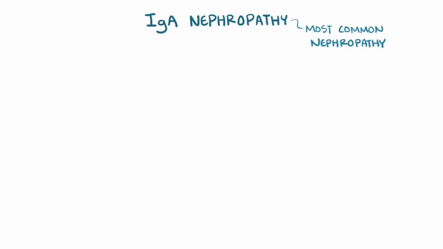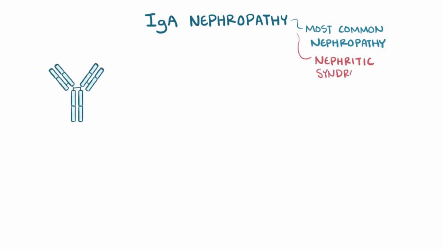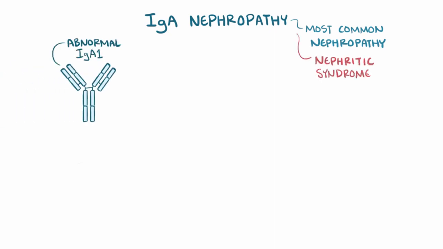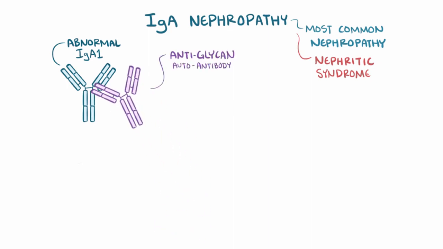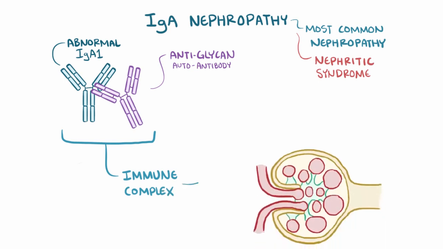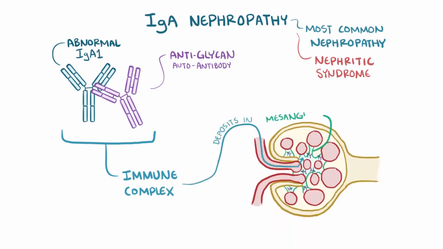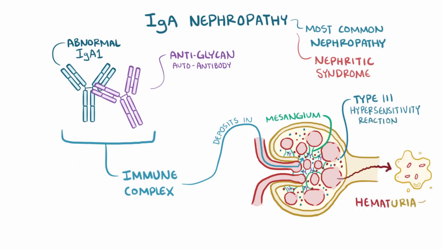Alright, as a quick recap, IgA nephropathy is the most common cause of nephropathy worldwide, and it's a type of nephritic syndrome in which abnormal IgA1 immunoglobulin is targeted by anti-glycan autoantibodies, forming immune complexes that are then deposited in the glomerular mesangium, which then start up a type 3 hypersensitivity reaction, which causes glomerular injury and hematuria.